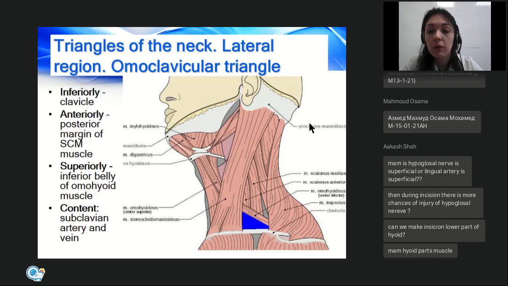No, actually, these muscles which are inserted to the hyoid bone are not that small. And even if there is an injury of the muscle, we can stitch it back. It's not a problem.